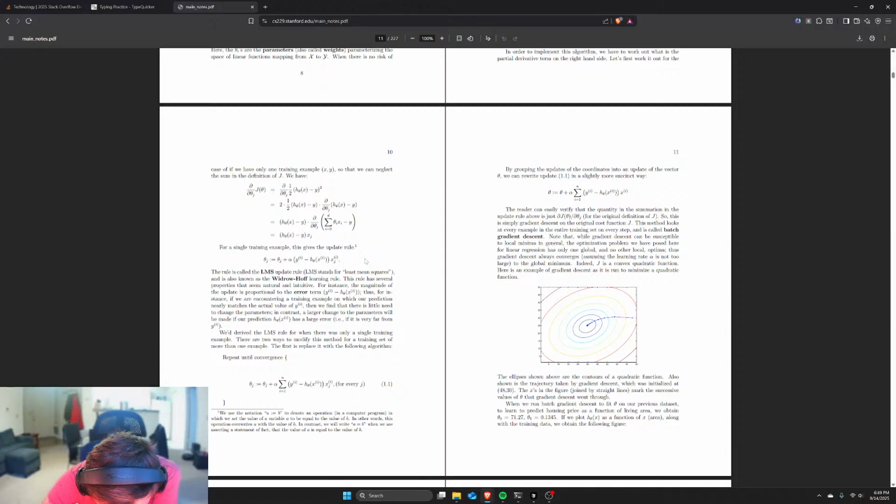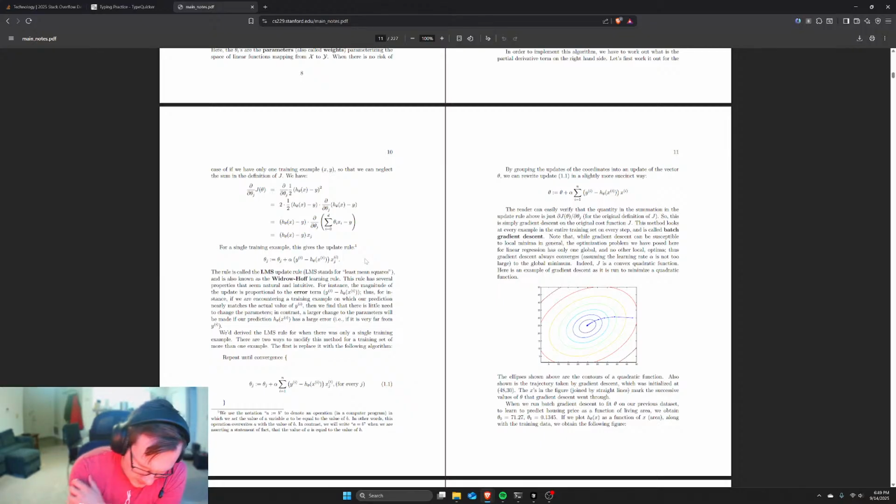So x j i here is, so i is all the samples. So j here is the particular vector component. Okay, I see. I see here.